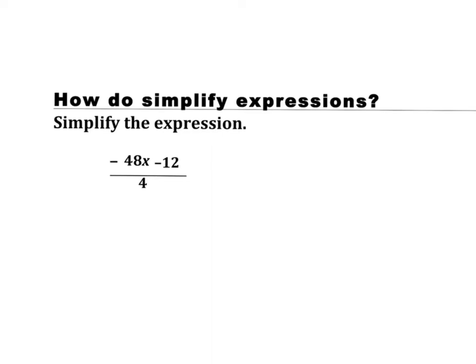In this lesson, we're going to look at how you can simplify expressions. I'm going to simplify the expression negative 48x minus 12 divided by 4. When I have a problem like this, it's important for you to know that you're going to be dividing both parts of that expression on the top by the number that is on the bottom.